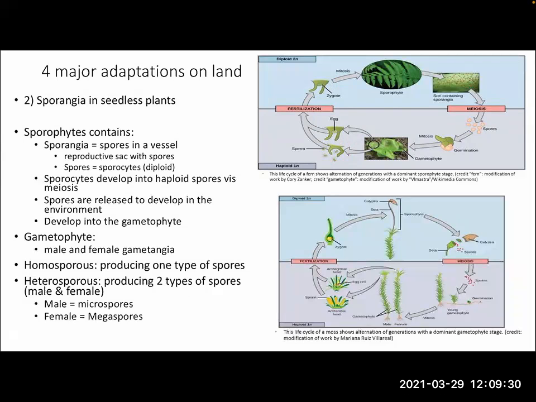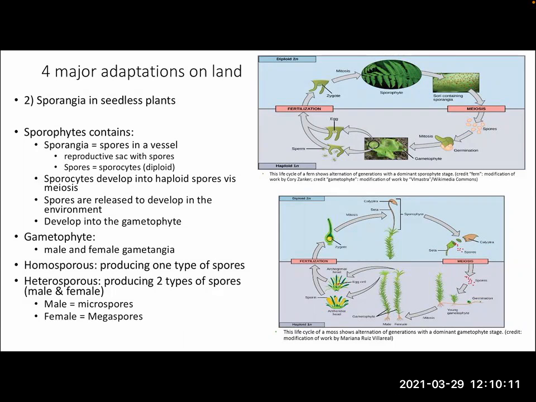Now, the sporophyte itself will contain sporangia, which are structures that contain spores. And so, for example, this is the sporangia on the moss. Okay. And then the spore-producing cells are also known as sporocytes. And the sporocytes will develop haploid spores via meiosis, and it will basically reduce the chromosome number by half. And then the spores will be released and develop into the gametophyte.